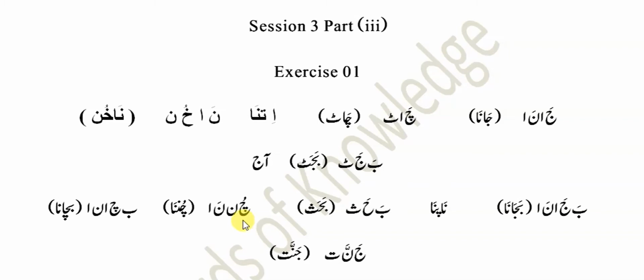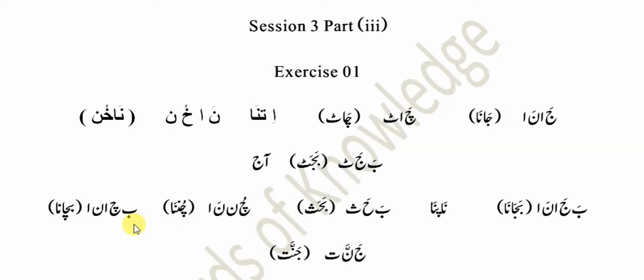Next word has 4 alphabets. Che with the diacritical mark which is called Pesh sign. So Che Pesh Noon, Chun, Noon Zabar Alif Na, Chun Na. The word would be pronounced as Chunna.